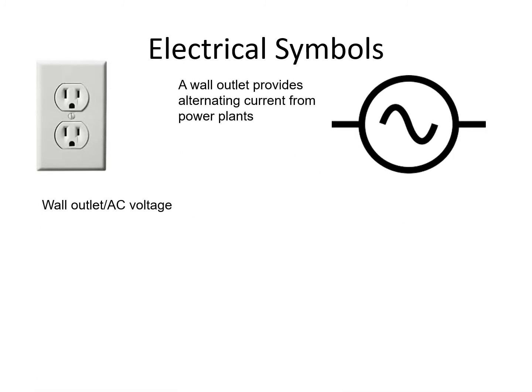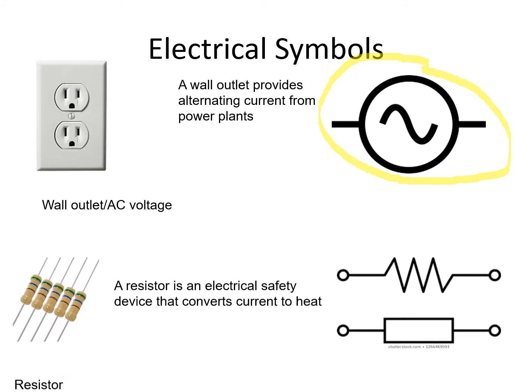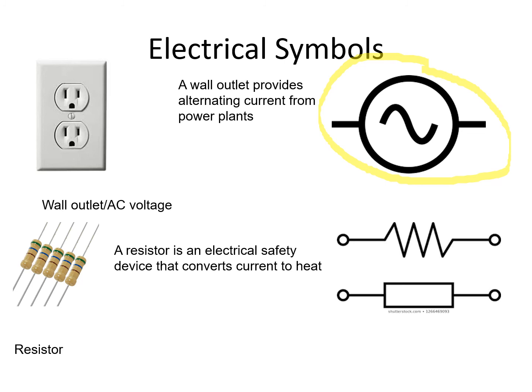A wall outlet provides alternating current from power plants. This is commonly used in our houses. This is the symbol for an AC voltage or wall outlet. Resistor. A resistor is an electrical safety device that converts current to heat. These are some of the symbols for a resistor.